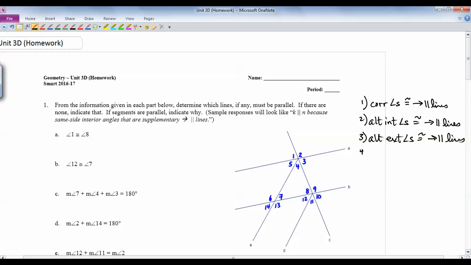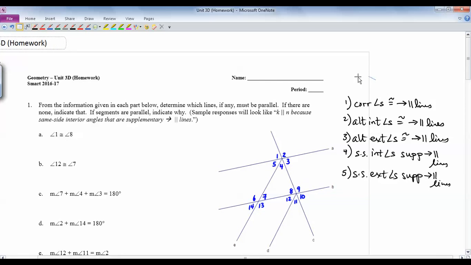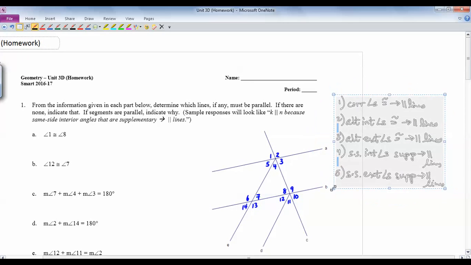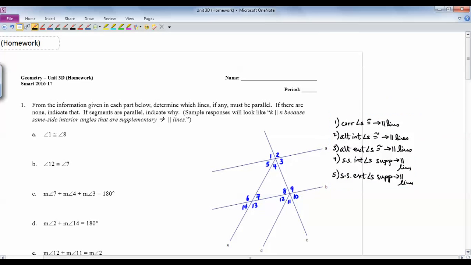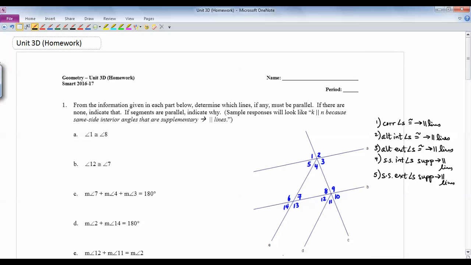And then the last two were the same side interior angles. If those are supplementary, we get parallel lines. And then the last one is same side exterior angles. If they're supplementary, we get parallel lines. Okay, so there are the main reasons. There's also if the slopes are the same, but these aren't on a graph, so we can't do slopes. Okay, so let's take a look at the picture.